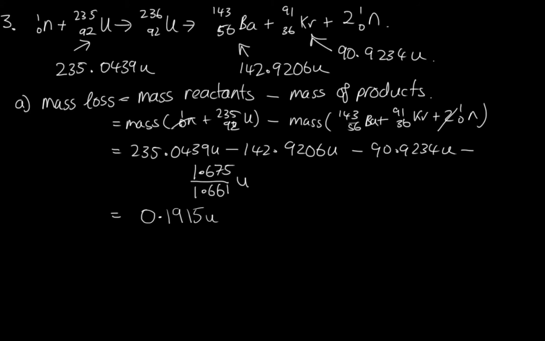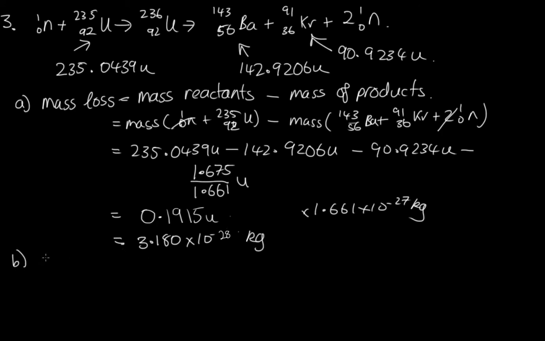And then solving this on the calculator, we end up with 0.01915 atomic mass units. We can also present it in kilograms. If we times it by 1.661 times 10 to the minus 27 kilograms, we will convert that into kilograms. So we could also give it as 3.180 times 10 to the minus 28 kilograms.